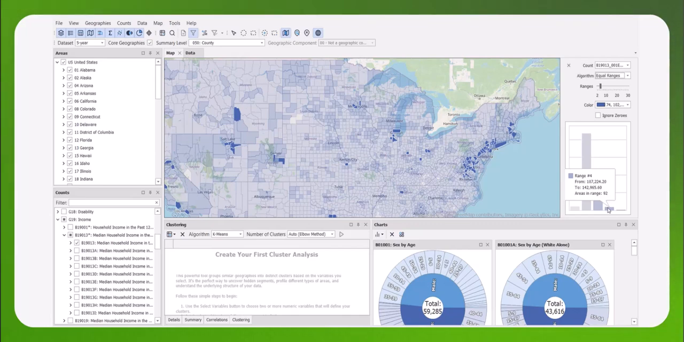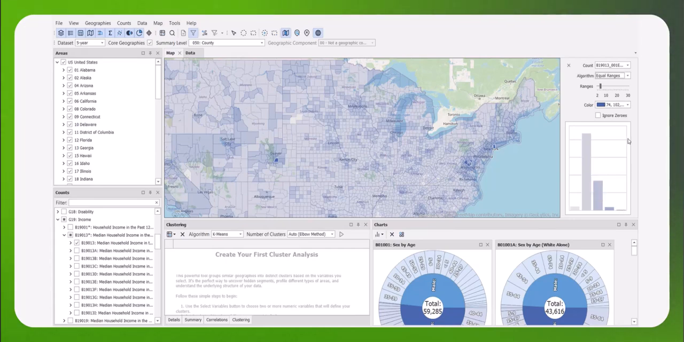From 107 to 142, there's only 92 counties in the whole country, and you can see them highlighted on the map for where those are located. And then the very top income, the 142,000 to 178,000, there are actually only 9 counties in the whole country that are in this top level, and you can see them highlighted on the map.